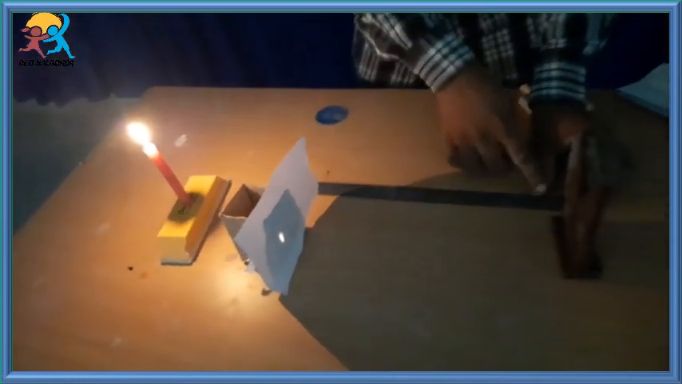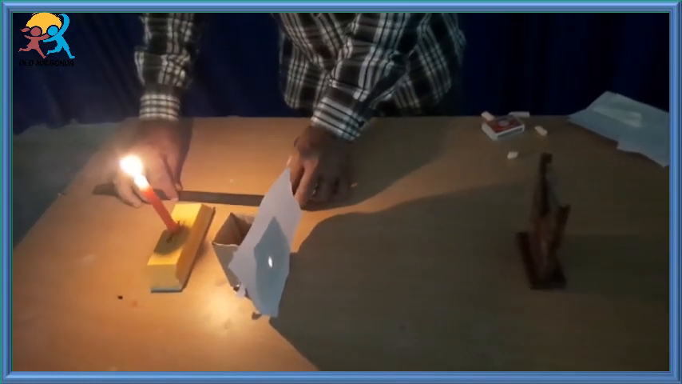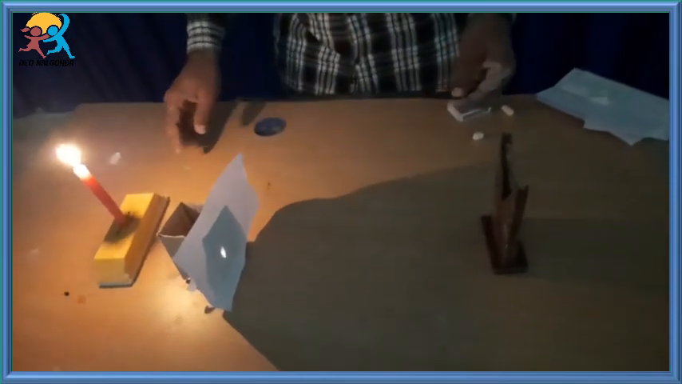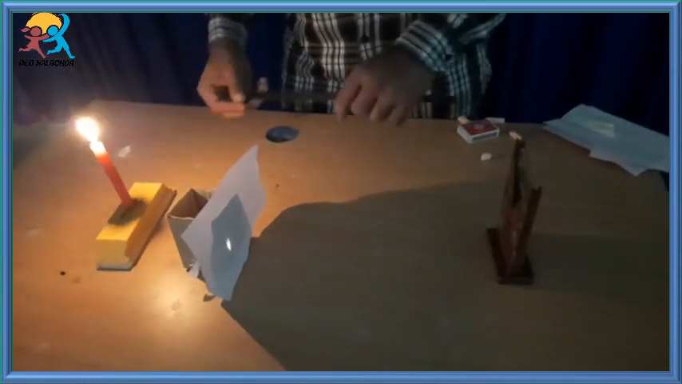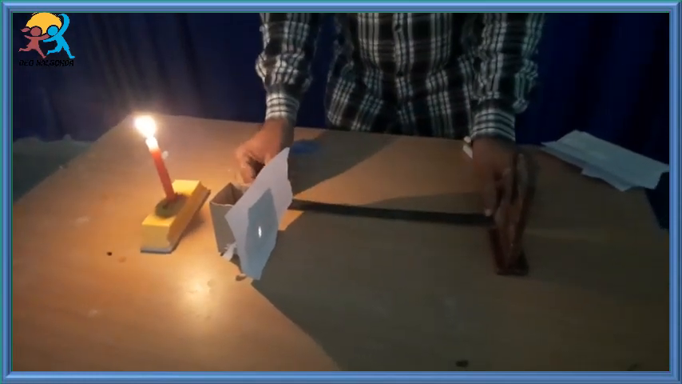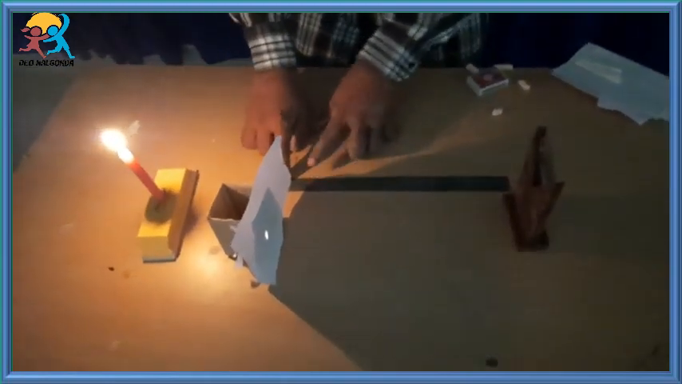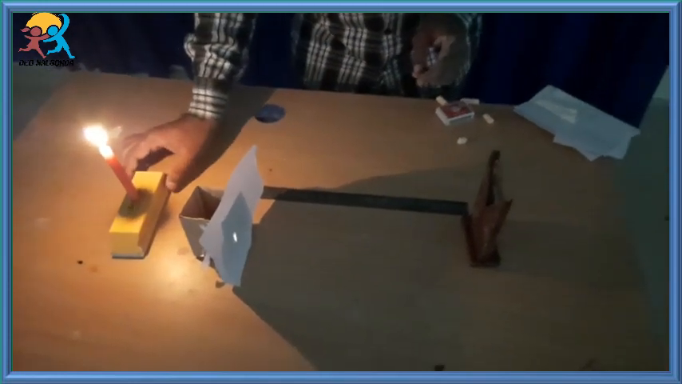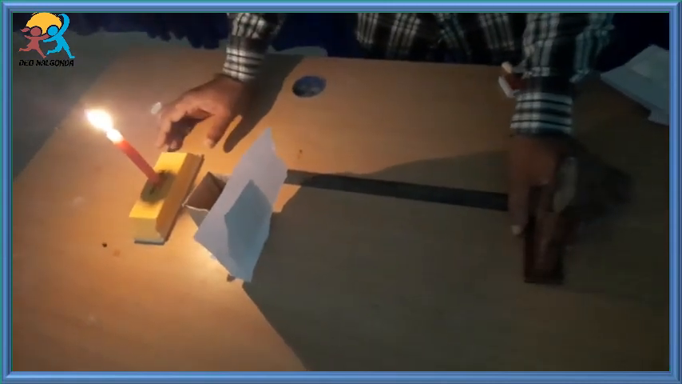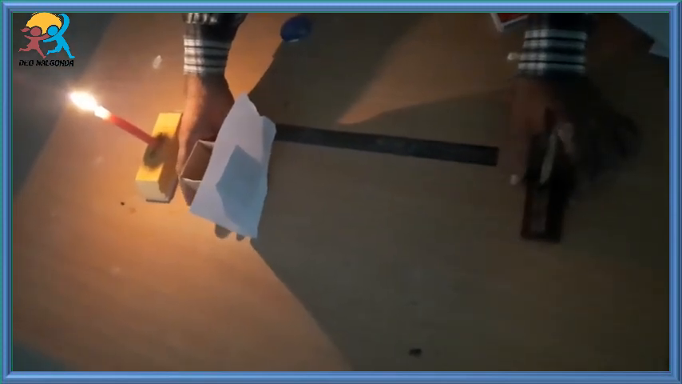Now measure the distance between the mirror and the object. This is nearly 30 centimeters, so the object distance is 30 centimeters. Now measure the distance between the mirror and the image, which is nearly 25 centimeters. Again, by changing the position of the object, you can find images at different distances.